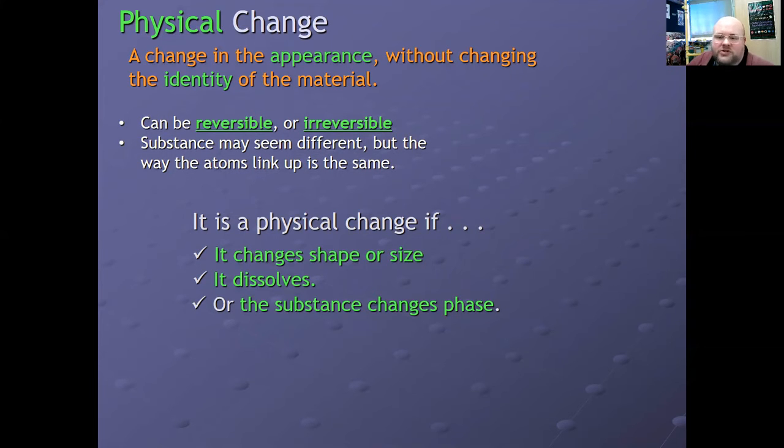These things can be reversible or irreversible, but all they do is change how it looks. If you were to look at the atoms, those atoms are exactly the same. Changes shape or size, it dissolves, it changes the state of matter, solid, liquid, gas. All of these things do not change the identity. So those are physical changes.